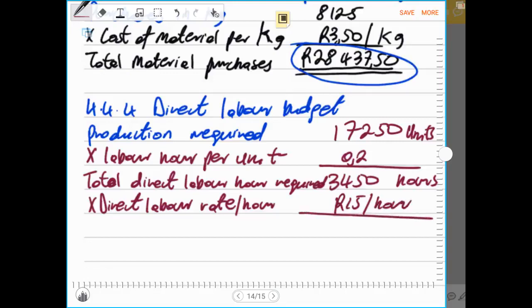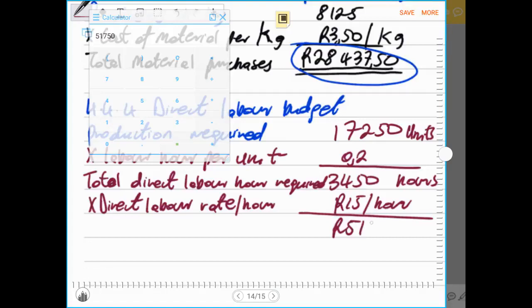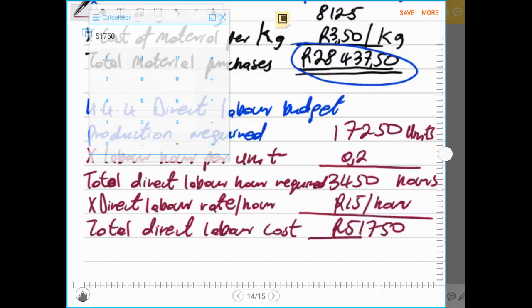Then that will give us the total direct labor cost. Total direct labor cost will be the answer. Multiply that by 15, and it gives us 51,750. That will be total direct labor cost.